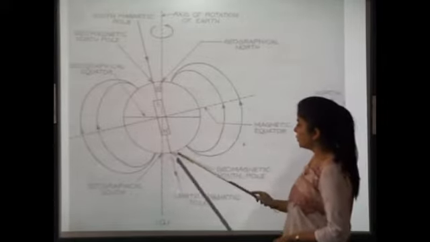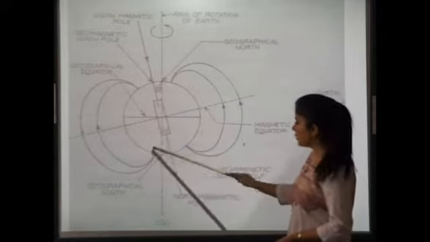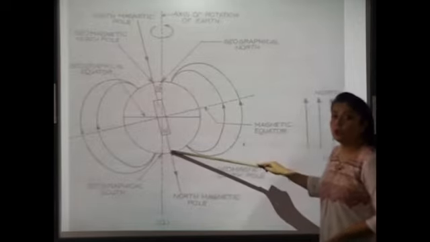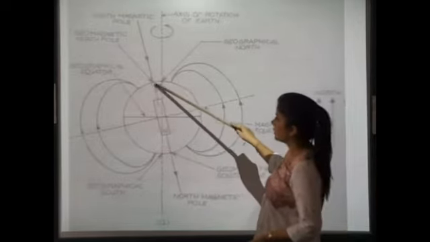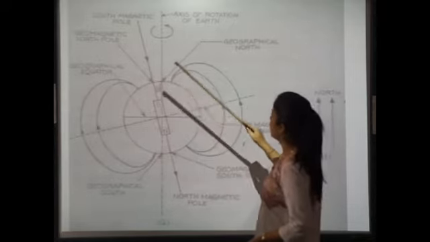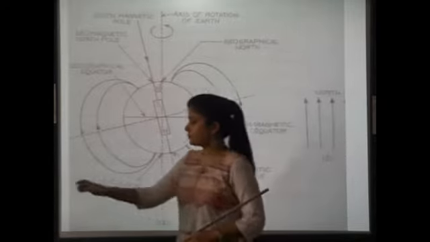Now there are two poles. This pole over here is the geographical south pole, southern hemisphere. This pole over here is the north magnetic pole of the Earth. Over here is the south magnetic pole of the Earth. This is the geographical north. I hope this image is clear.